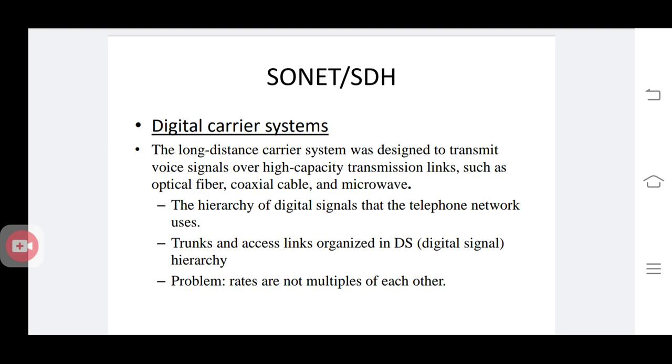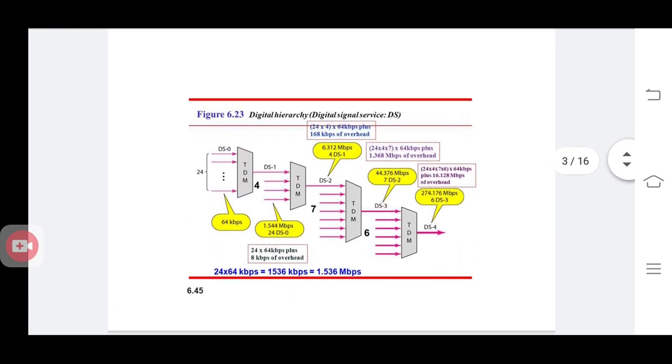This is a hierarchy of digital signals that is used mainly in telephone networks, and also it can be used in trunks and access links. Then why are we using this digital hierarchy or digital signal servicing? Because we have to multiplex the data rates. You can see in this figure, we started from DS0 signals and we reach up to DS4. It's a system of hierarchy of signals. Here you can see that it starts from 64 kbps, but finally reaches 1.53 Mbps. So for multiplexing the data rates, we are using this digital hierarchy mechanism.